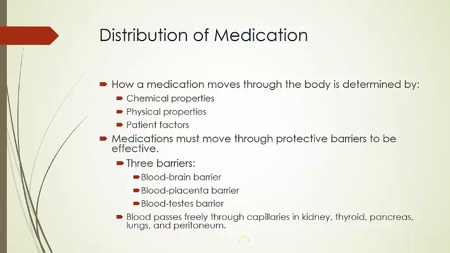Other physiological barriers. You've got 3 potential barriers within the body, and this is the blood-brain barrier, which everybody has, and then the blood-placenta barrier and the blood-testes barrier.